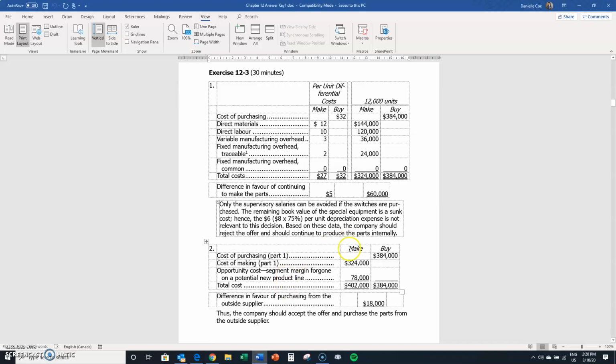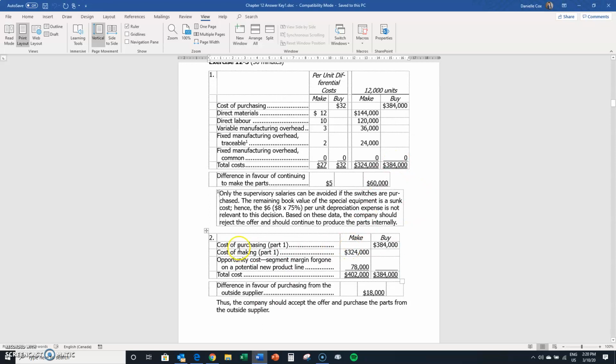Let's go back to our solution. Now we're going to compare total cost because what we were given is that full $78,000. So we're going to compare our totals. If we purchase, which we calculated up here, it will cost us $384,000. If we continue making the product, it's $324,000. Those are the additional costs that we would incur.